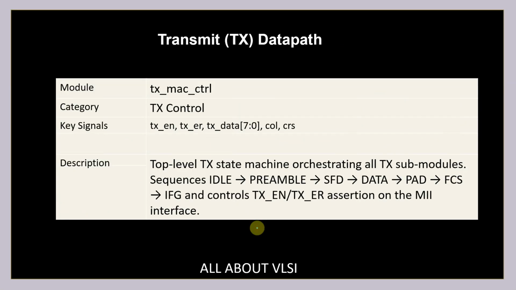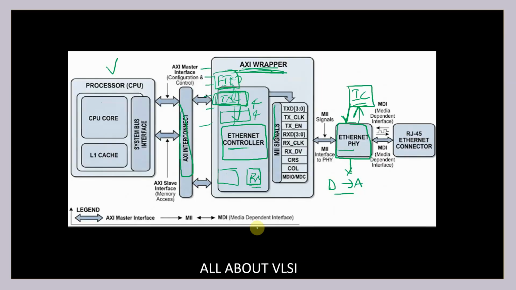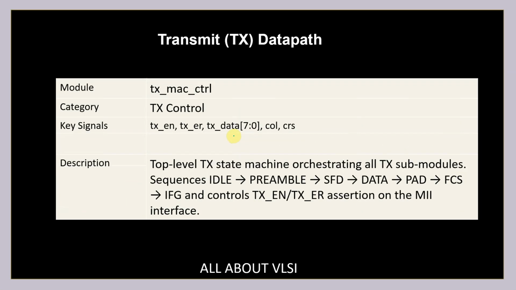And yeah, this is a detailed description of each and every module which we are going to have in our Ethernet MAC controller. First, let us see what are all the modules which we are going to have in this Ethernet MAC controller on the transmitter side, and then let's move forward and discuss the receiver side. So on the transmitter side, the very first module which we are going to have is the TX MAC controller.